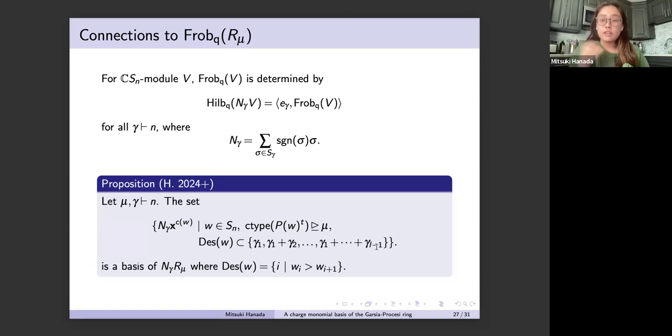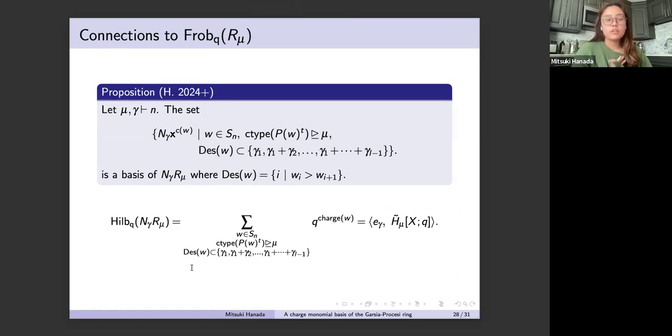And then we just apply the anti-symmetrizer n gamma onto that monomial to produce a polynomial that's anti-symmetric. And we claim that this is going to give us the basis of our anti-symmetric component n gamma R mu. So once again, we use our construction of the monomial basis to figure out what the correct anti-symmetric component is, by just adding an extra condition on the descent set of the permutations we consider.